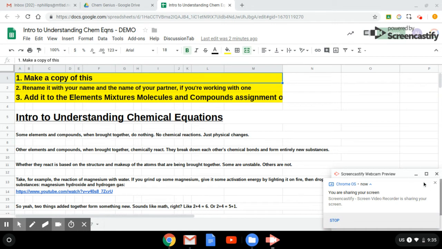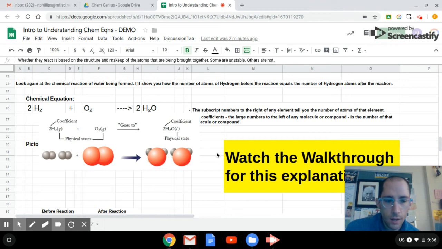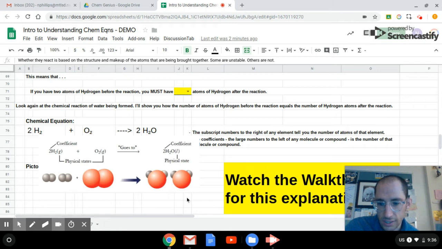Intro to understanding equations. The law of conservation of mass and the law of conservation of energy mean that however much you start with, you should end with. It can't be created or destroyed. You can't create something from nothing. You can't vaporize things so that they completely vanish from existence. So what does that mean?